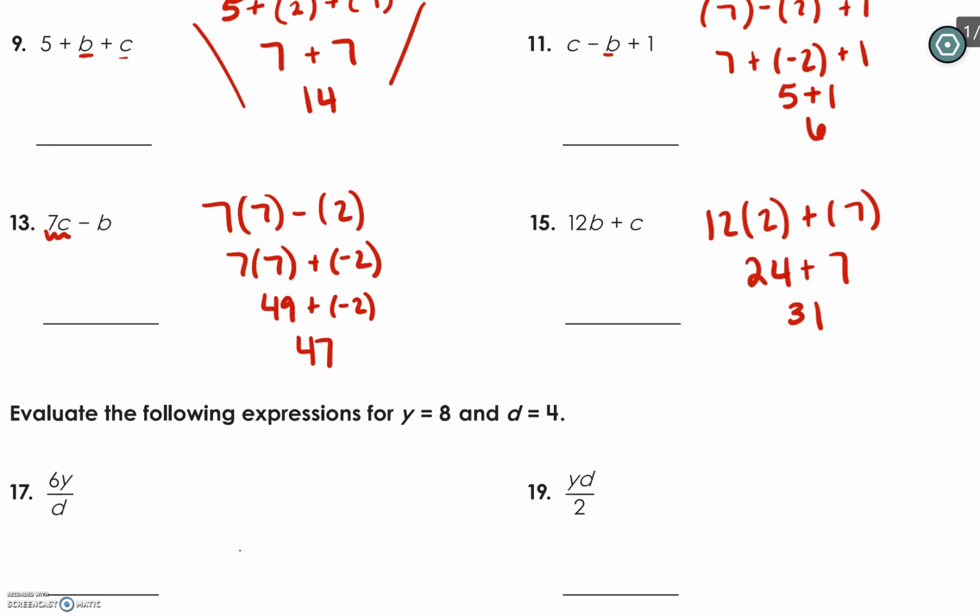All right, let's go to our next set of problems. We have new variables and new values. y is 8 and d is 4. So number 17, we have 6y divided by d. So y is 8 and d is 4. So that multiplication is grouped over the division. So I'm going to multiply first. So 6 times 8 would be 48 over 4. And 4 goes into 48 12 times. So that would be our final answer.